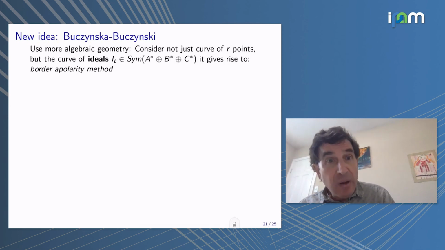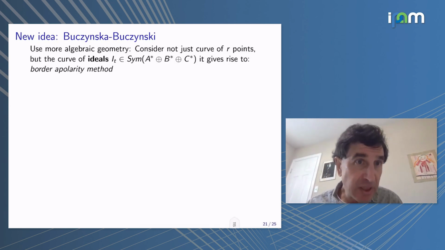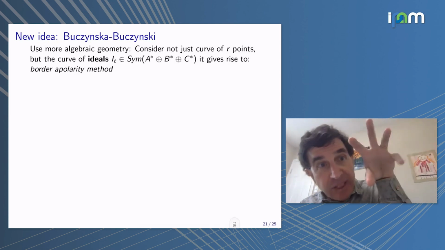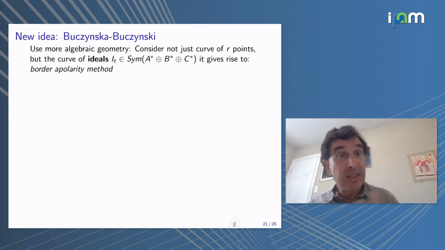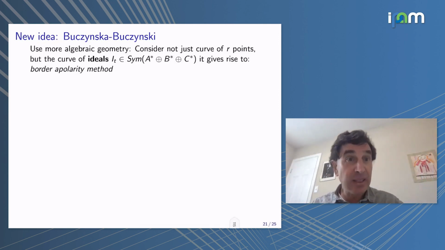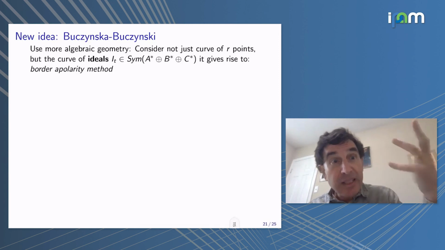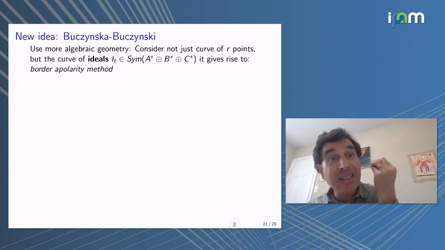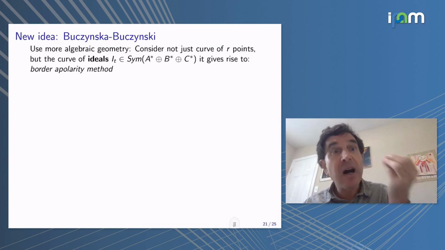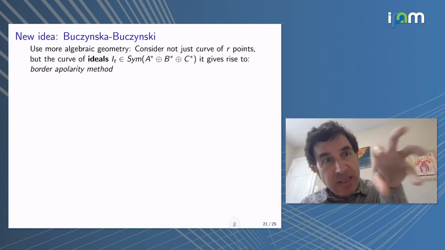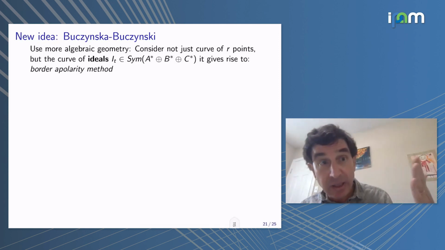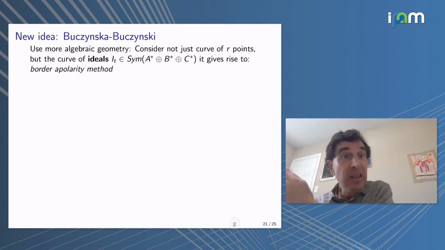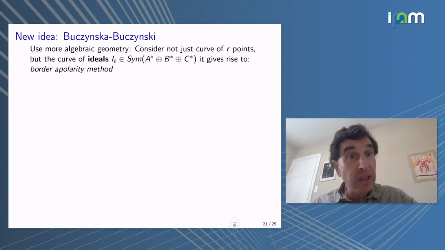And so now if we have a border rank decomposition, before I told you we have these points moving around, and I said, well, let's not look at the points, but let's look at their span to give us a curve in the Grassmannian. The Buczynski family upped the ante significantly, and they said, well, let's not just look at that, but let's look at the entire curve of ideals we get, because if we have R distinct points, we could look at all the polynomials vanishing on those R points. We get an ideal. And then we could take the limit as t goes to 0 of the limiting ideal.